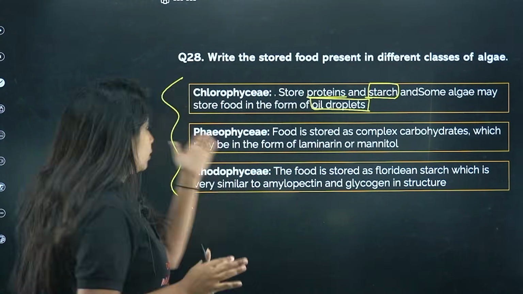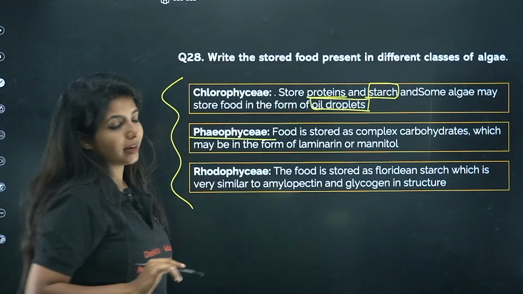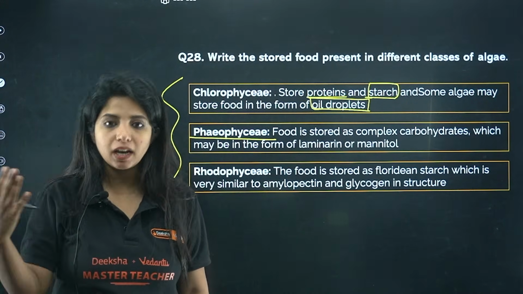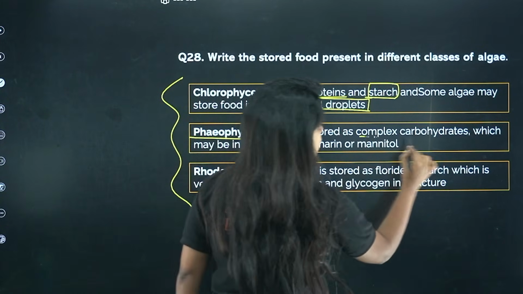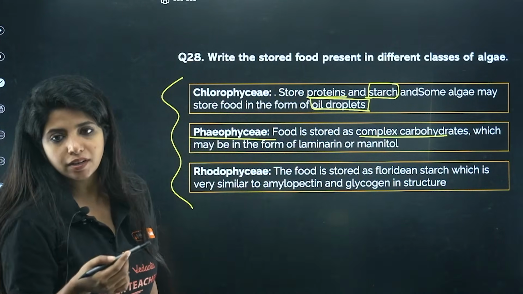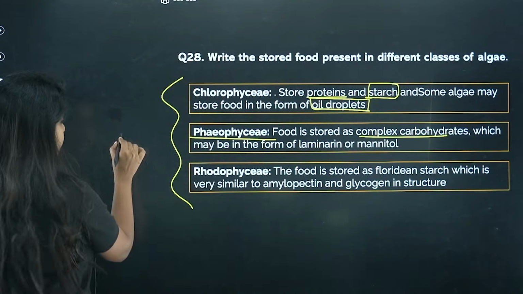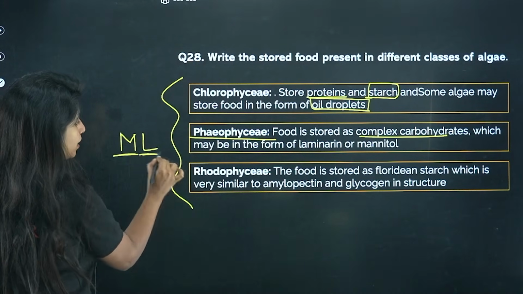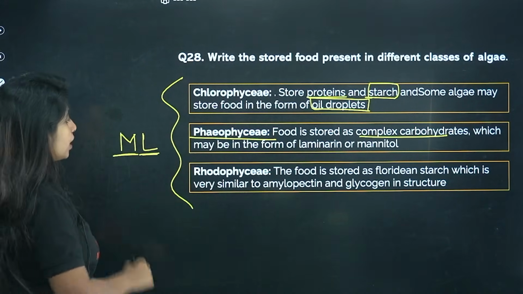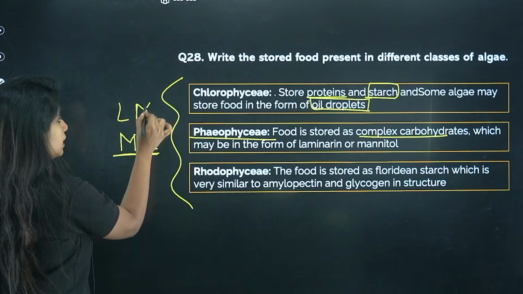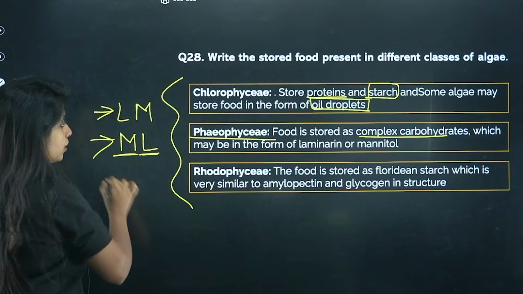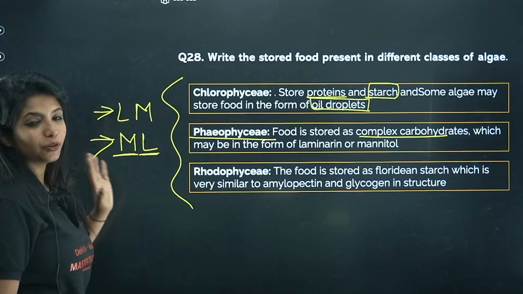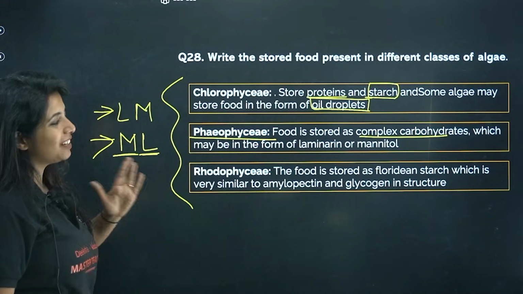Done. Okay, next thing. Phaeophyceae, that is the brown algae. Here the food is stored in the form of complex carbohydrates. And my dear children, the names of these complex carbohydrates are mannitol and laminarin. Mannitol and laminarin. You can remember it in different ways, lead manager or mother-in-law, whatever you want. But please remember laminarin and mannitol.